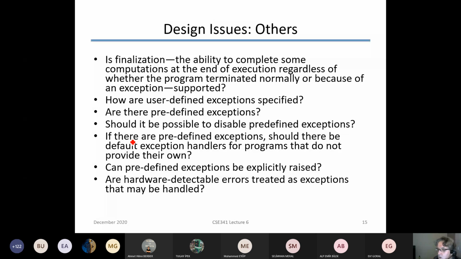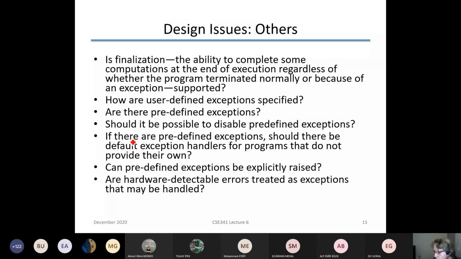When there is a division by 0, always do this one, unless the programmer overrides it. Now, this overriding is, of course, another issue. It's going to be another design choice. Can a predefined exception be explicitly raised? Can I actually say, instead of it being implicitly raised, can I explicitly say, okay, throw this exception now? To do what? I don't know.